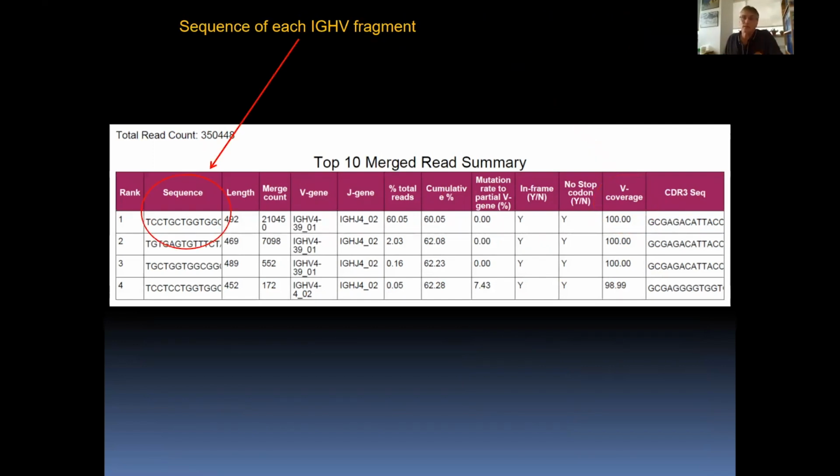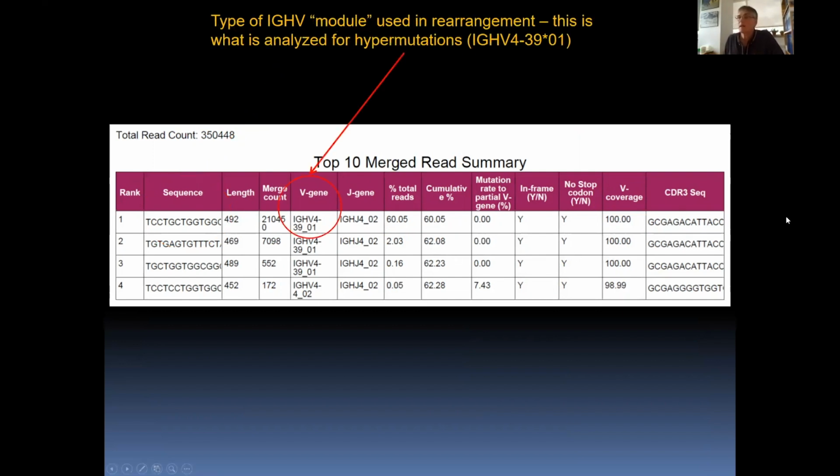The actual sequence of the clone is given to you, and it's truncated over here. By double-clicking on the sequence, you actually get the whole sequence, in this case 492 nucleotides long. Afterwards, the analysis is done and tells you this is the IGHV 439 allele 1 that is represented by this V fragment.